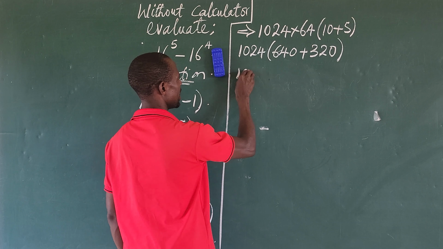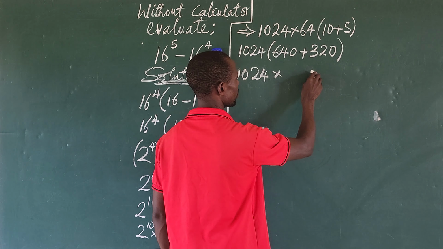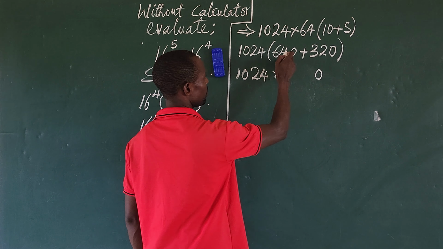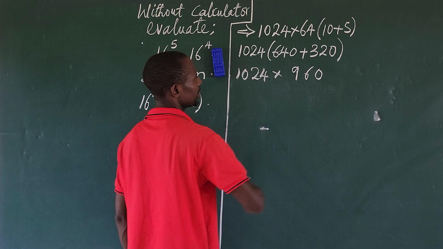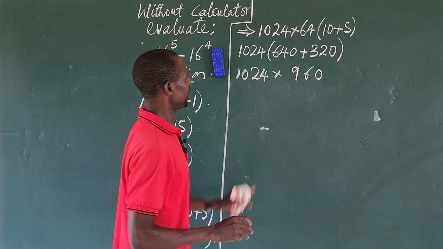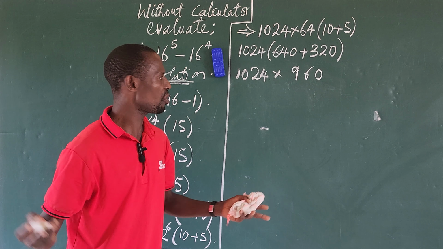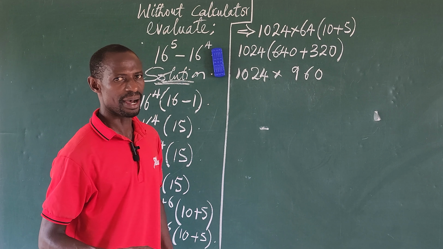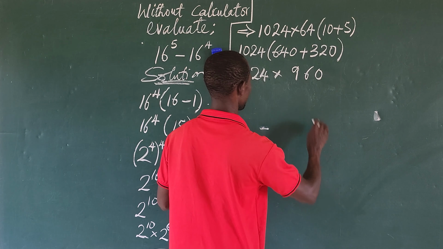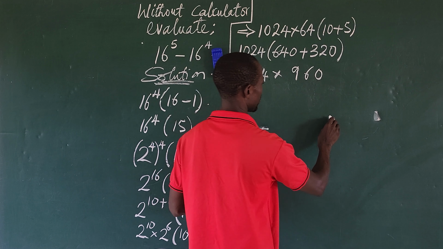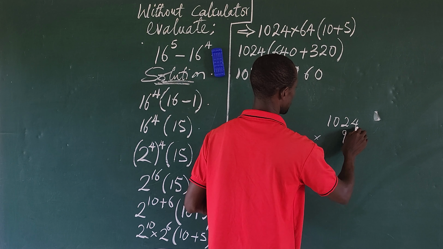Good. So we can go ahead to add these two terms in this bracket. We're going to have 1024 times, if we add this, it gives us 0, then 2 plus 4 gives us 6, then 3 plus 6 gives us 9. So we now have 1024 times 960. Now we can do a simple multiplication here. Let's come down and do this here. Just keep this 0 here. So we are using 1024 times 96.